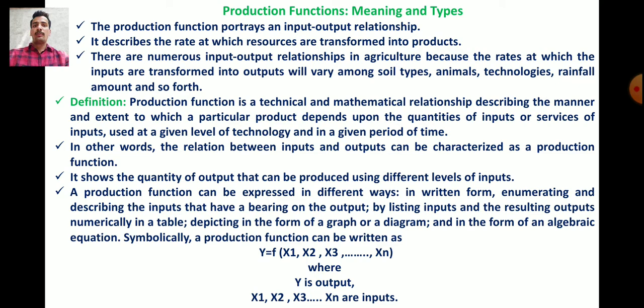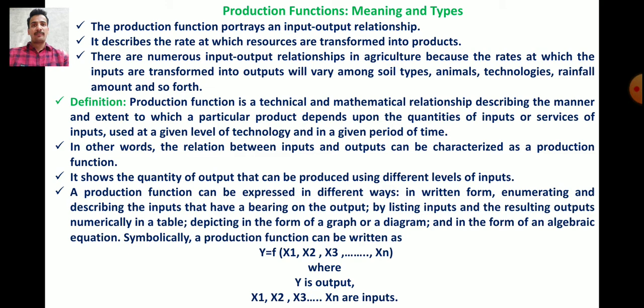There are numerous input output relationships in agriculture, because the rate at which inputs are transformed into output will vary among soil types, animals, technologies, rainfall amount and so forth. There are so many factors which affect production in the agriculture sector, so you can observe a number of input output relationships, because various factors are used for production purposes.